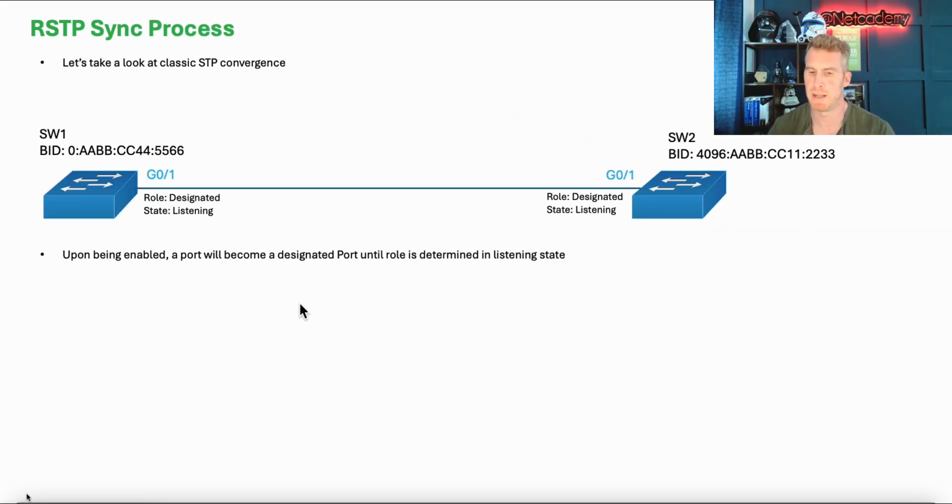To understand how that sync mechanism works, we want to take things back and look at STP convergence, i.e. what happens when an STP network is first initialized and the interfaces are participating in STP. In the STP world, when a port is first enabled, all those interfaces will go into the designated role. Both ports, in this case Gig 0/1 on both switches, are listening, and they have the designated role, because at this point both switches believe they are the root bridge, and they're listening on the wire for any BPDUs that may be out there.